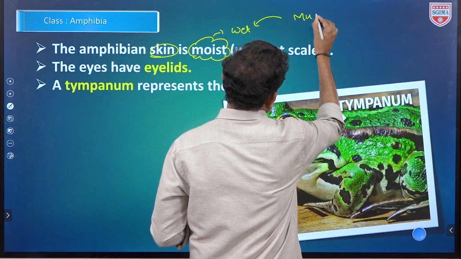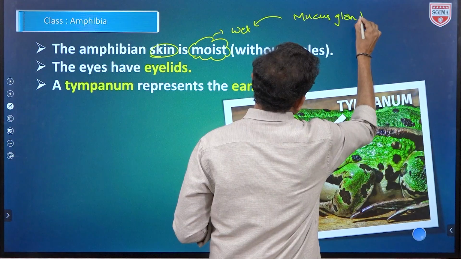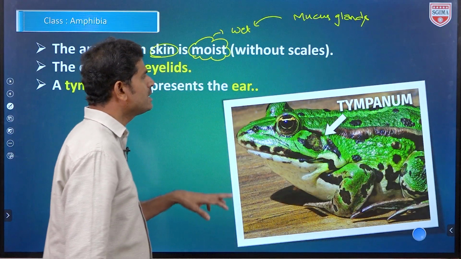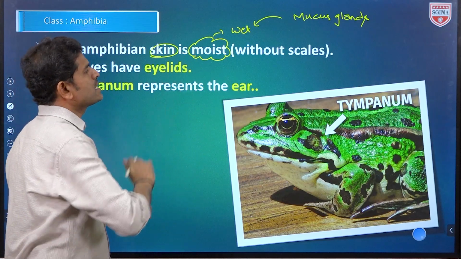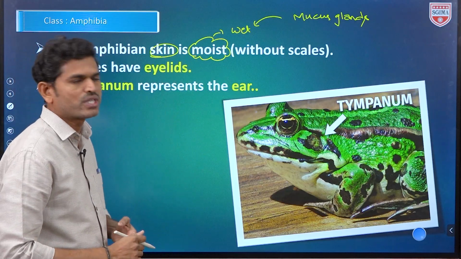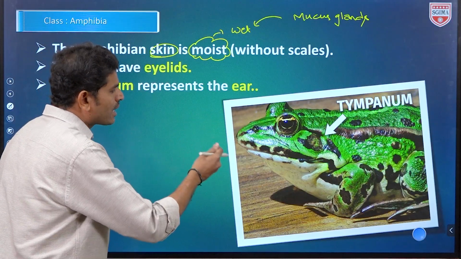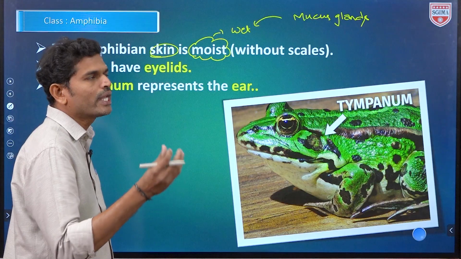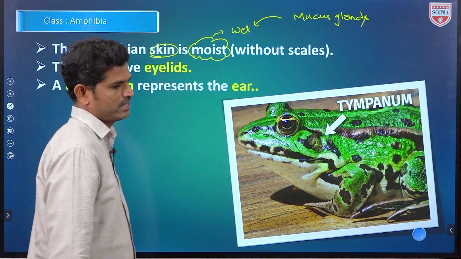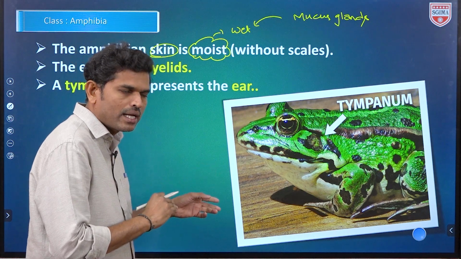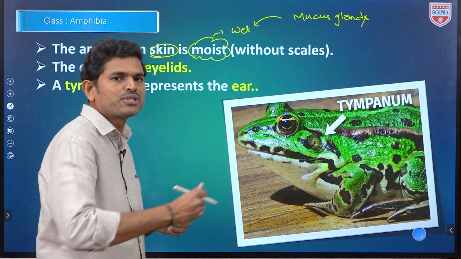Mucus glands are present. These mucus glands secrete a slimy substance, that is mucus. That mucus is responsible for maintaining the moist, wet condition. Why maintain this moist condition? Because these organisms show cutaneous respiration: the skin acts like a respiratory organ. As we discussed earlier, these organisms are not completely adapted to the terrestrial habitat.